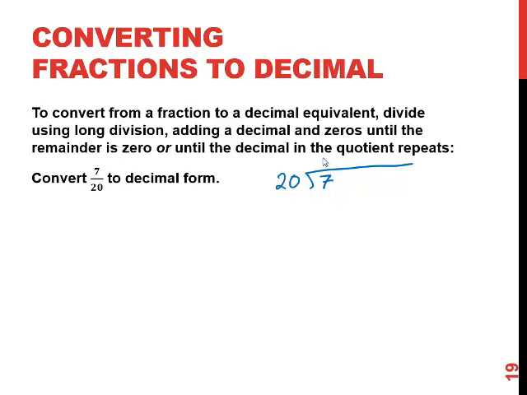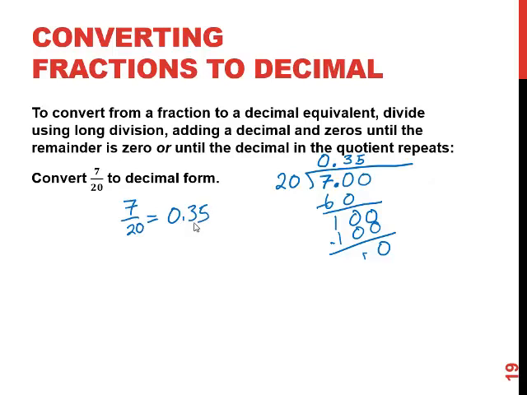Well, 20 doesn't go into 7, so let's put a 0 there. I'm going to add a decimal, and we'll put in a 0 here. 20 will go into 70 3 times. 3 times 20 is 60. Subtract, we get 10. We'll add another 0, bring it down. 20 goes into 100 5 times. 5 times 20 is 100. Subtract, and we're down to a remainder of 0. So that tells us that 7/20 is equivalent to 0.35.